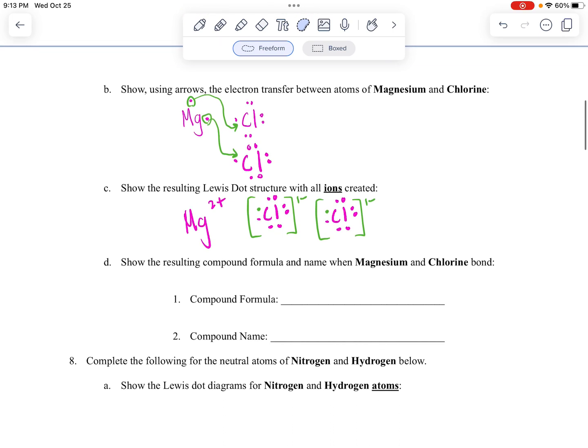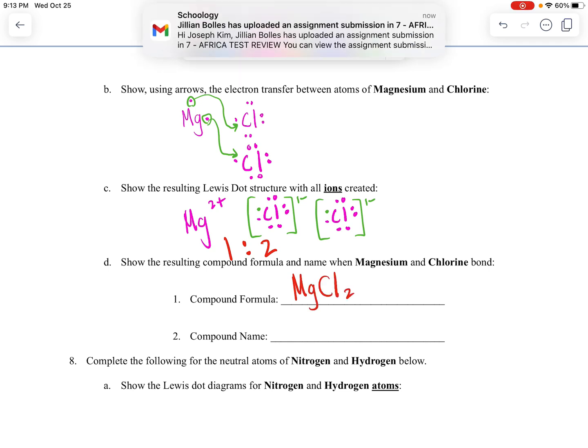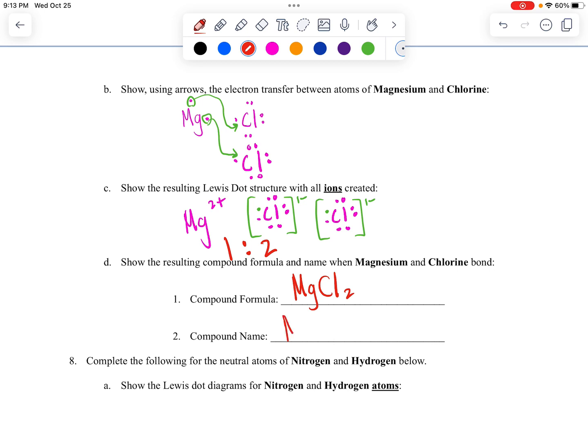Now, in what ratio are they combining? There's 1 magnesium for every 2 chloride ions, anions, right? So the compound formula is simply MgCl2. And the name of this is magnesium chloride. All right, that's all you have to do for ionic compounds. Just going to make a note here: no prefix for ionics.